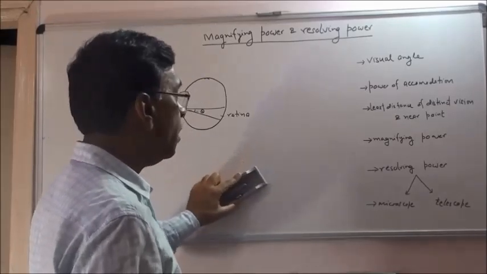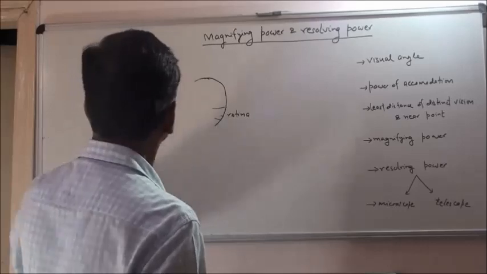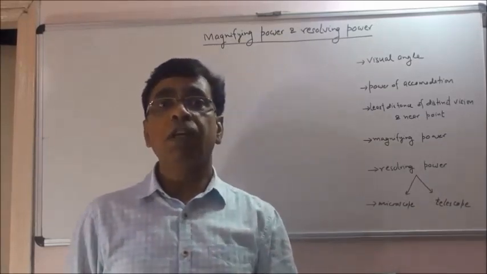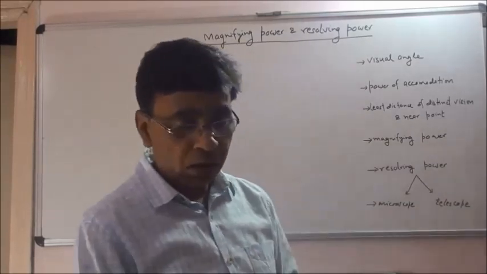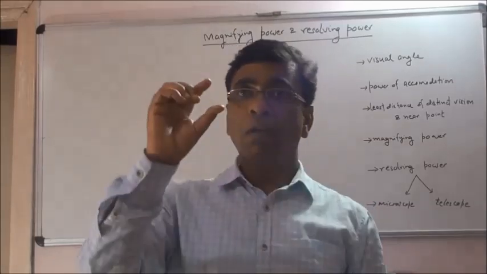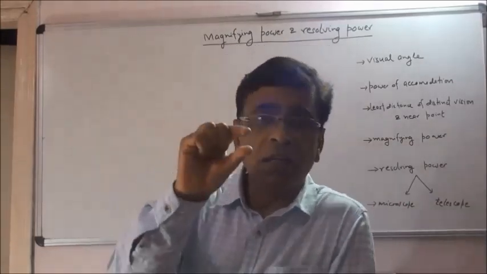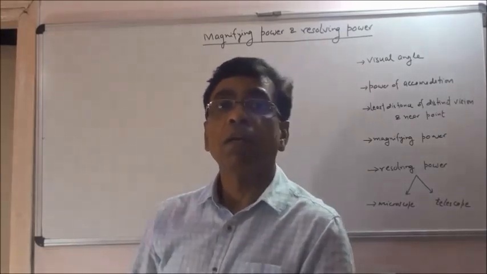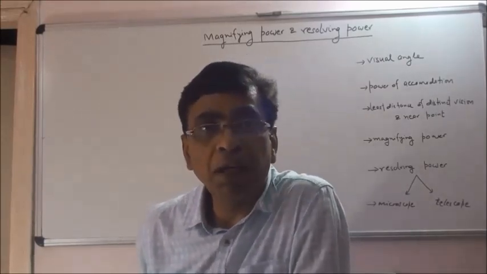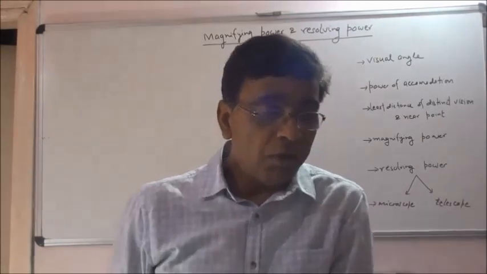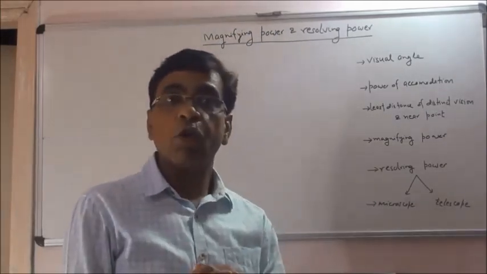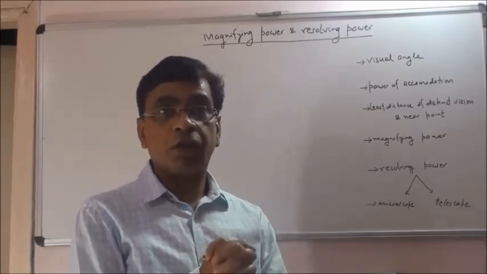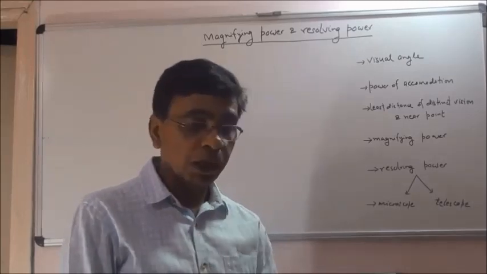Resolving power is different from magnifying power. Magnifying power is just the ability of a lens to magnify. Magnify means an object which is visible to the naked eye has a certain size, say this much. When we are looking using the instrument, this appears bigger. Then we can say the instrument is magnifying it. Resolving power is something different. It is not the magnification. It is not an increase in the size of the object as visible to the human eye.